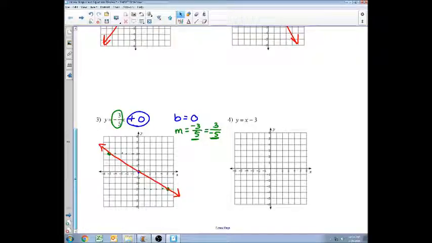Looking at number 4, there's something missing on number 4 as well. Well, what's missing on number 4 is my slope. If you remember from Algebra 1, if there is nothing in front of a variable, there's always something actually hidden there. What is it? It is a 1. Okay, so you can go ahead and just write that 1 in there.